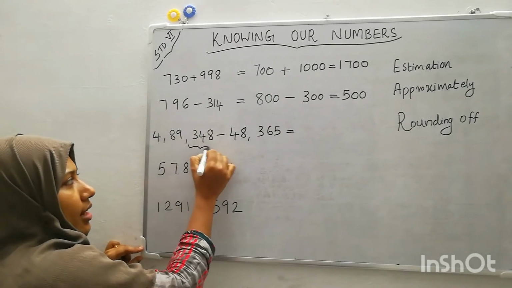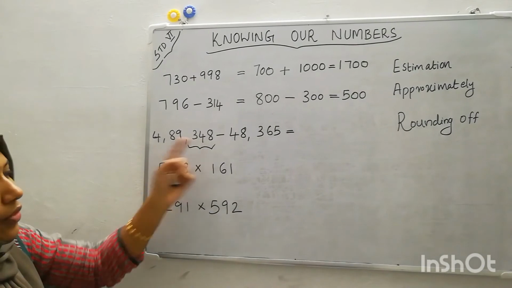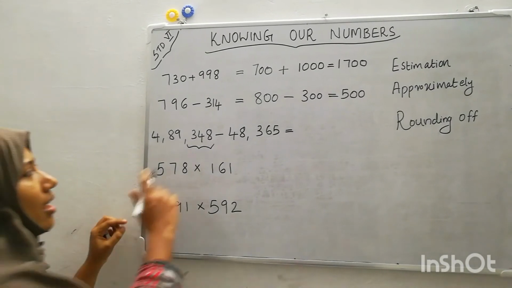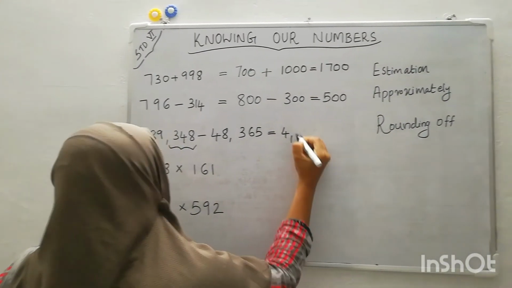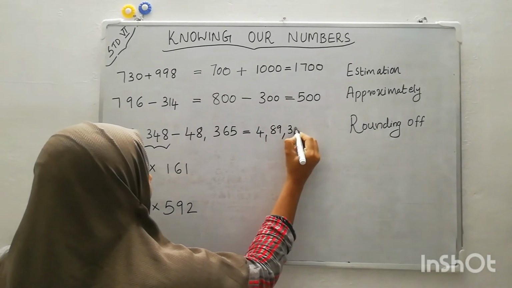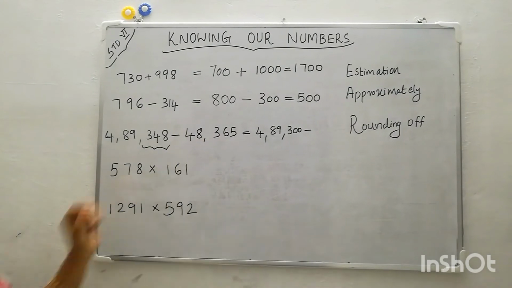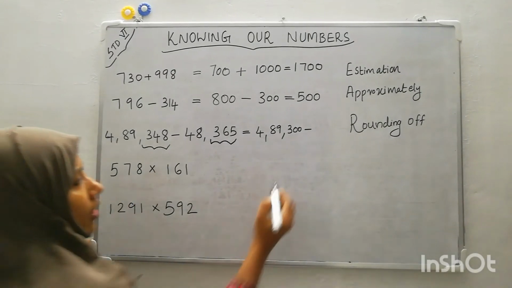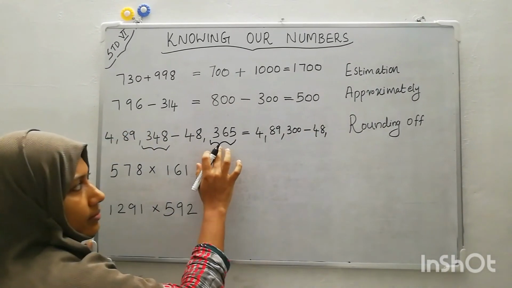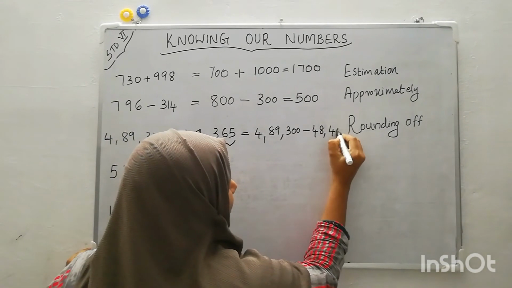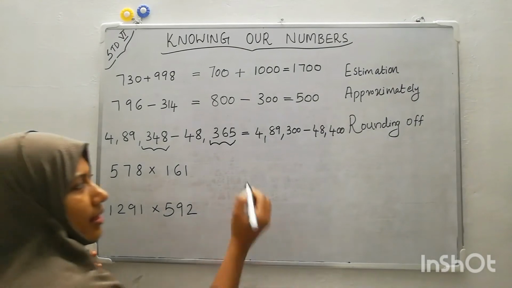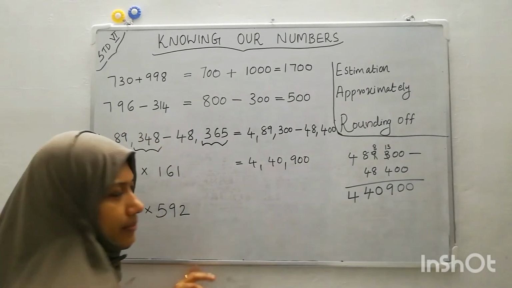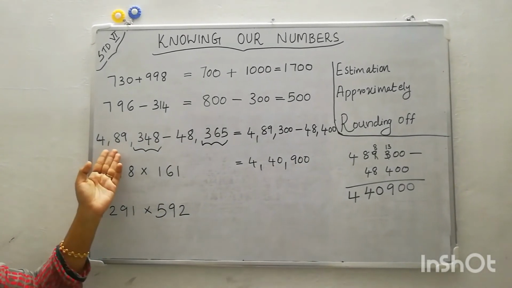Is it clear? Here, 489,348. These last three digits, 348, are more close to 300. So we can write it as 489,300 minus. Here, when we take these three digits, it is close to 48,400. The answer is 40,900. Is it clear?